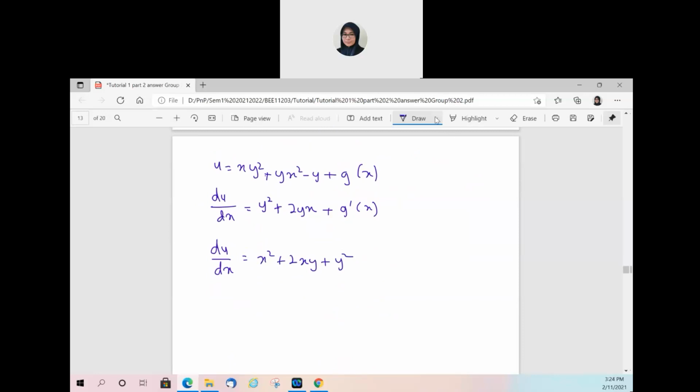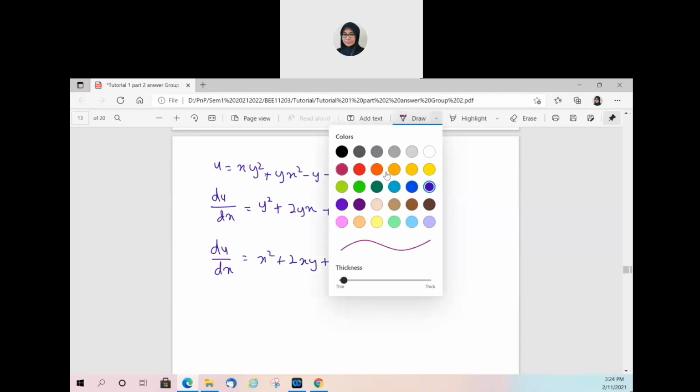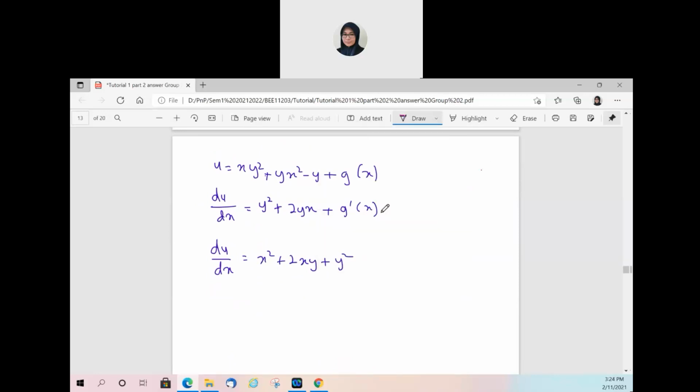Okay, so now we compare these two equations. So y square ada kan? Ada. 2yx, 2xy sama je. Ada. Okay, then g prime x will be x kuasa 2. So you have g prime x equals to x square.